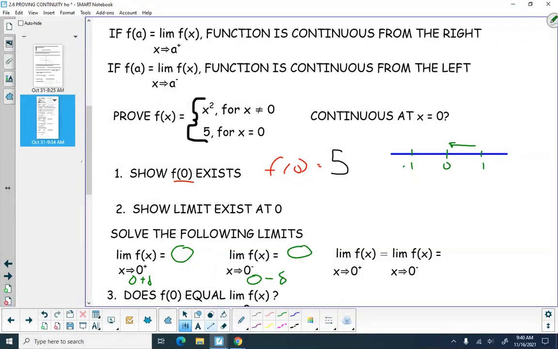It is also 0 because we are not equaling the value 0. We're getting closer and closer to the value 0, but we're never equaling that value 0. We're that plus or minus delta away from it. So if we're plus or minus delta away from it, we're not equaling 0. So we have to go to the top function, because our top function is for values that are not equal to the value 0. So if I take the limit as x approaches 0 from the right, this equals the limit as x approaches 0 from the left, which is a value of 0. So the limit does exist.